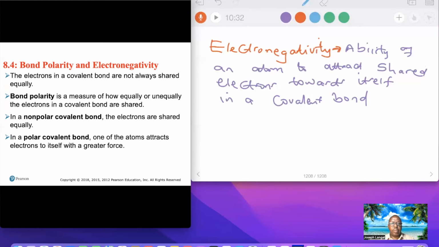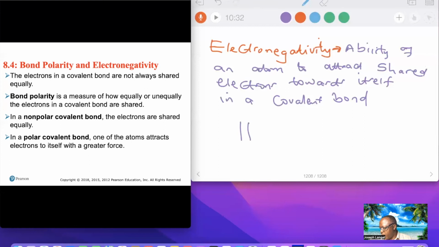And it makes the bond polar. It means one portion is partially positive, one portion is partially negative. There is what we call bond polarity, which is just a measure of unequal sharing. Now, electronegativity leads to unequal sharing.